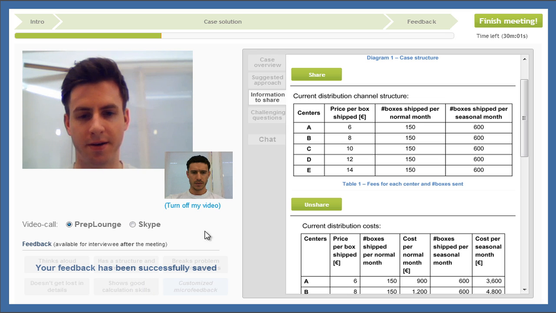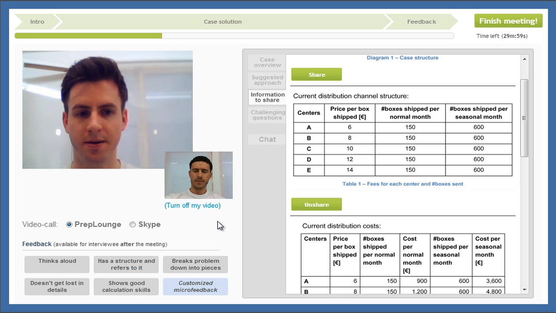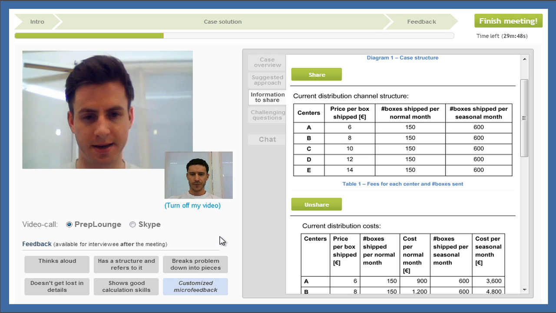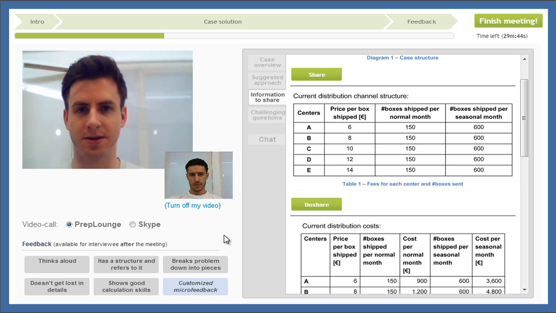We have 18,000 boxes per year and $10 per box. So that gives us a yearly distribution cost of $180,000. Okay. And this is our benchmark we have to compare our insourcing solution with.